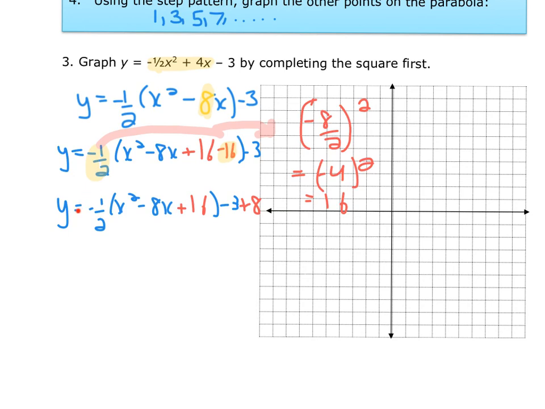So I get y equals negative a half bracket x squared minus 8x plus 16. I remove that negative 16 times by negative a half, which is positive 8, outside of the bracket. And remember, I already had that minus 3 outside of the bracket. So my next step is to factor this trinomial.